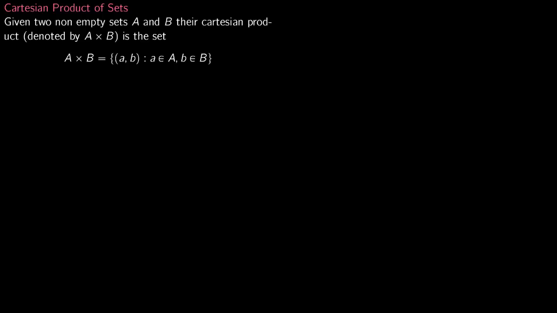Given two sets A and B, their Cartesian product is denoted by A times B. This is the set of tuples (A, B), where the first element belongs to set A and the second element belongs to set B. So let us do an example.